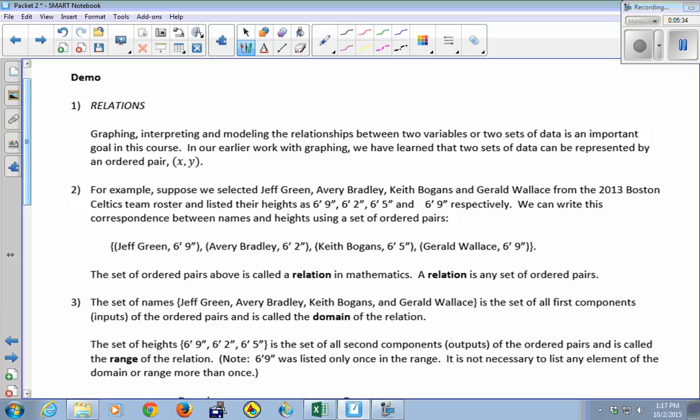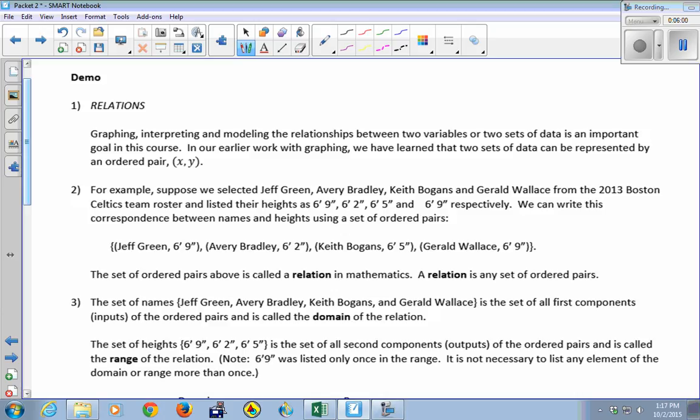In our earlier work with graphing, we've learned that two sets of data can be represented by an ordered pair. X data and Y data, and you can pair them together and get an ordered pair, X comma Y. So for example, suppose we selected Jeff Green, Avery Bradley, Keith Bogans, and Gerald Wallace from the 2013 Boston Celtics team roster, and we listed their heights, 6'9", 6'2", 6'5", and 6'9", respectively.